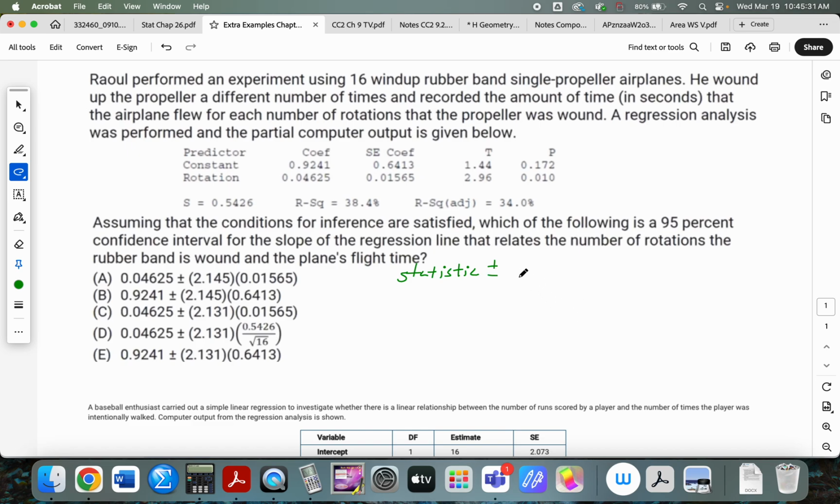The critical value. So the critical value times what? The standard error of the statistic.